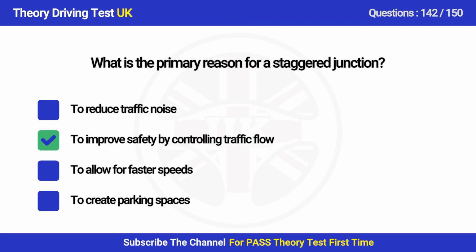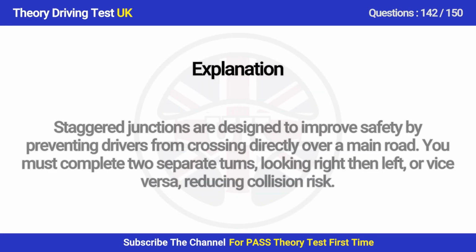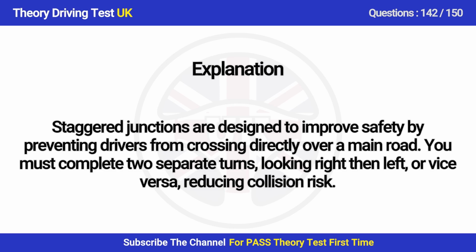Answer is B. To improve safety by controlling traffic flow. Staggered junctions are designed to improve safety by preventing drivers from crossing directly over a main road. You must complete 2 separate turns, looking right then left or vice versa, reducing collision risk.